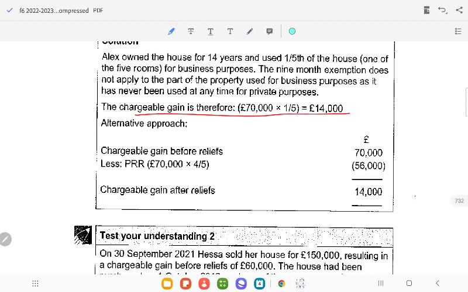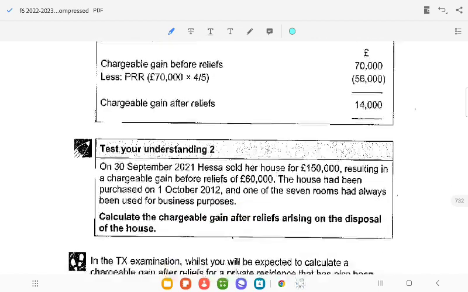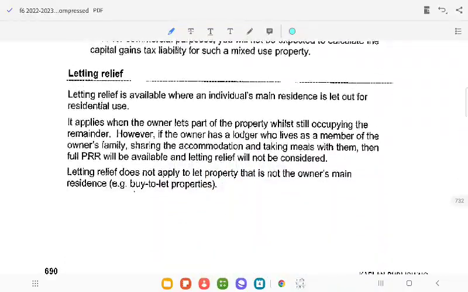The remaining is PRR relief because the period of ownership and period of occupation are equal. The whole gain should have been exempt, but because 1/5 of the house is used for business purposes, there is a chargeable gain of 1/5 of the total gain.